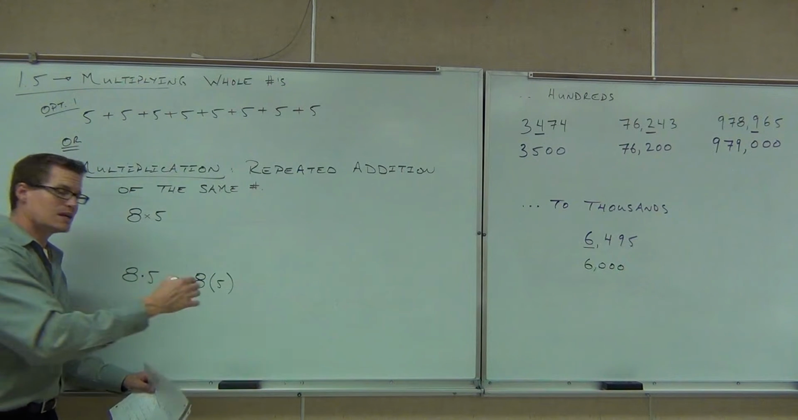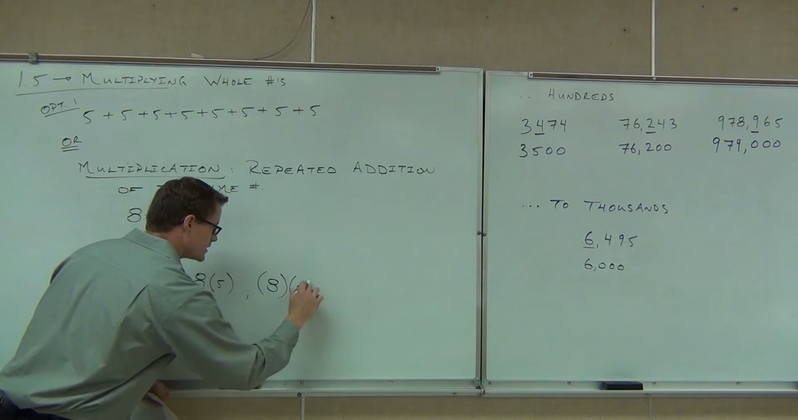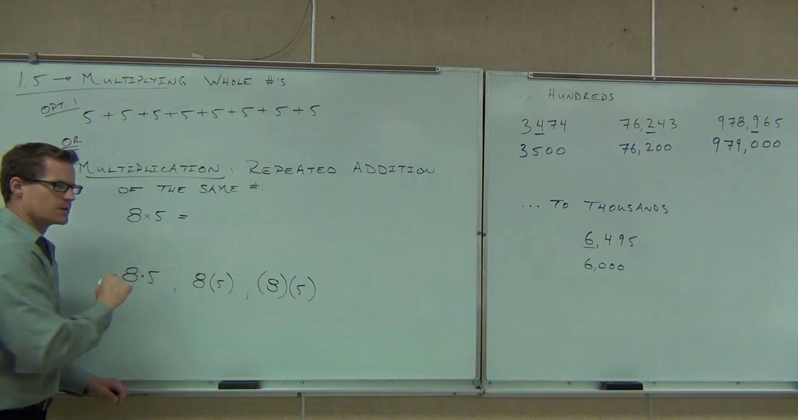Like this, or we could even have 2 sets of parentheses next to each other. That also means multiplication. So all 3 of those are things we'll be seeing over and over again. By the way, how much is 8 times 5?